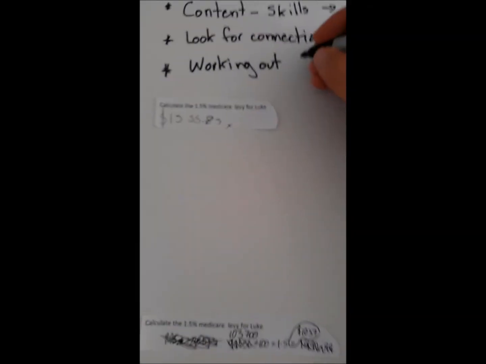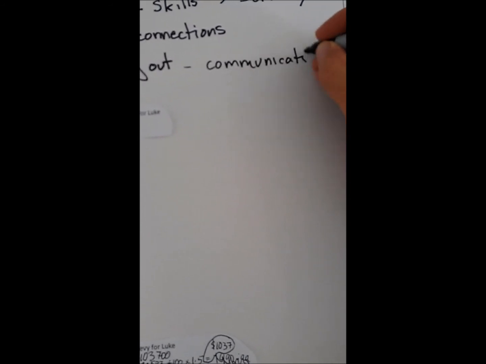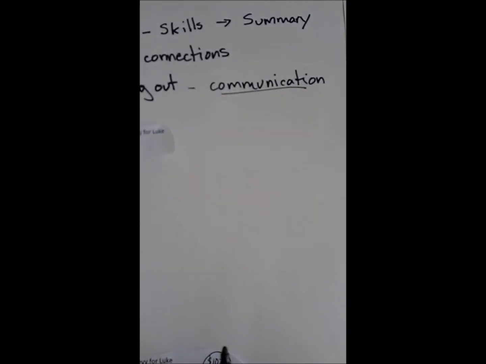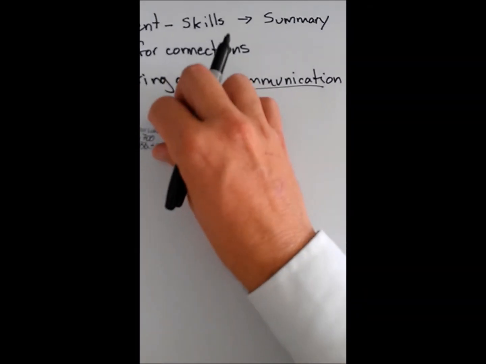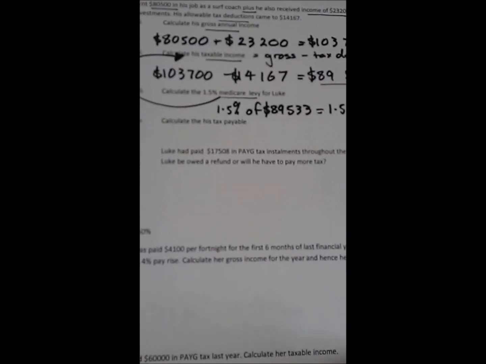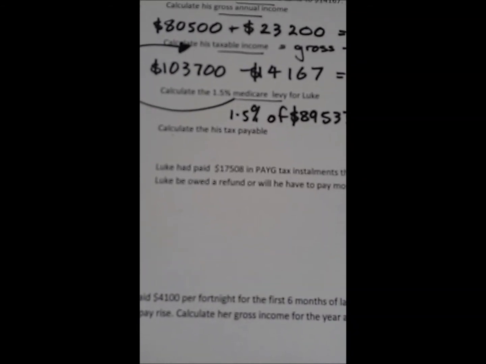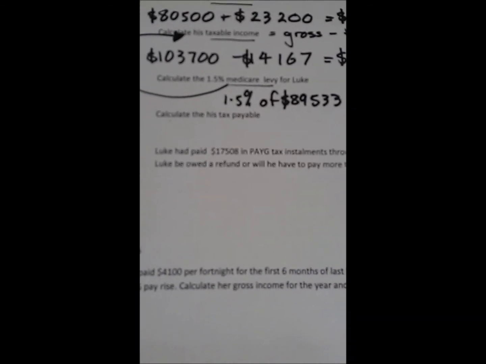So working out, it's all about communication. And communication, be it in mathematics, English, history, whatever, that's the key. It's key in school, it's key in your exams, it's going to be the key in your workplace. Okay, so let's come back over here. We'll concentrate now on these skills over here. Calculate the tax payable for Luke.